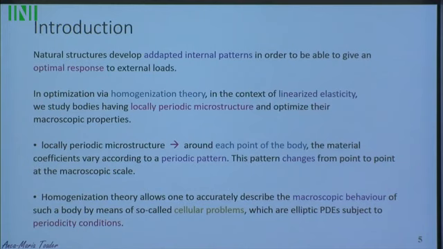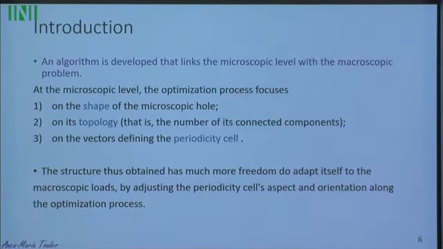Homogenization theory allows one to accurately describe the macroscopic behavior of such a body by means of the cellular problems, which are elliptic PDEs in specific spaces that include periodicity conditions. So we shall present an algorithm that links the microscopic level with the macroscopic problem. At the microscopic level, we shall optimize in three directions: shape optimization, topology optimization, and periodicity optimization.